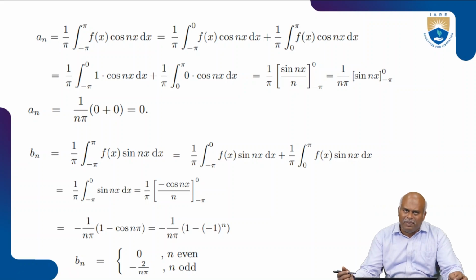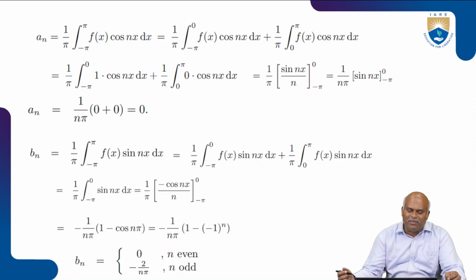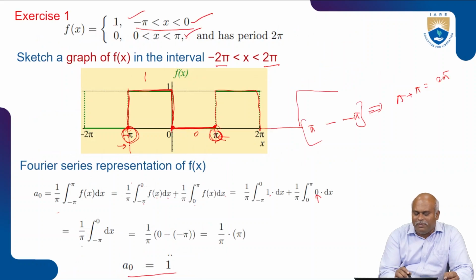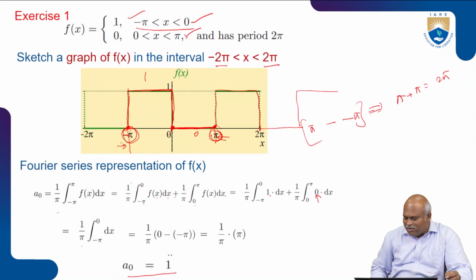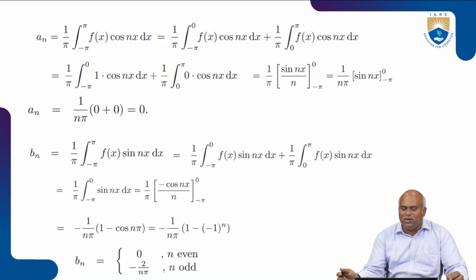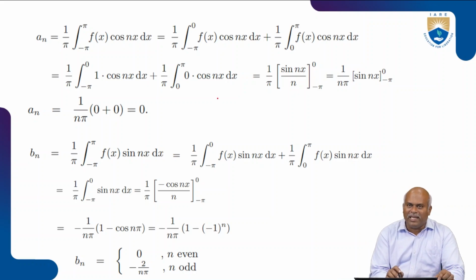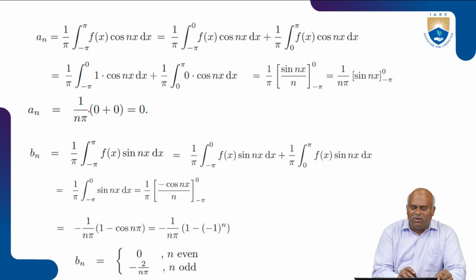a of n is also represented as 1 by pi times the integral from minus pi to plus pi of f of x cos nx dx. Here also the signal is present over minus pi to 0 and 0 to pi, so you can split the integration and substitute the value of f of x. After integration we get the output a of n equal to 1 by n pi times 0 plus 0, which is equal to 0.